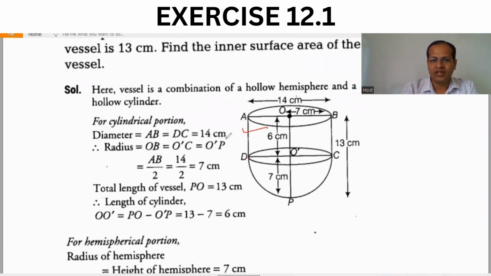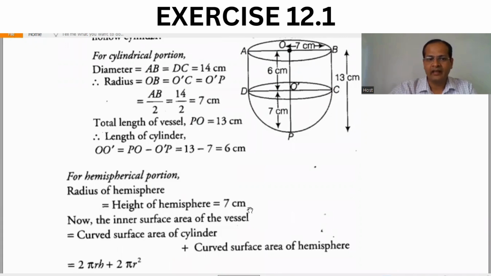For the cylindrical portion, the length AB and this length DC are the same. So AB equals DC equals 14 centimeters because it is surmounted. So the radius is OB equals O'C equals O'P, that is 7 centimeters, that is 14 by 2. Now the total length of the vessel is 13 centimeters. So the length of this cylinder is 13 minus 7, which is 6 centimeters. For the hemispherical portion, the radius is equal to the height of the hemisphere.